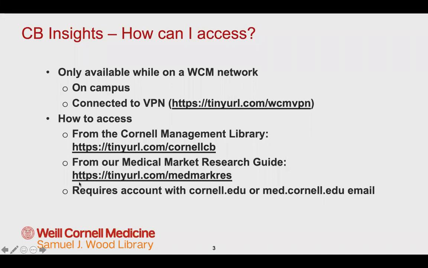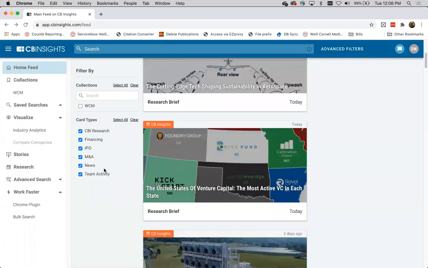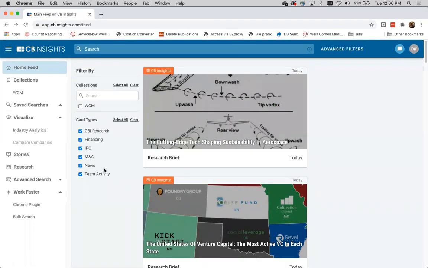So once you do that, the very first time you sign up, you have to make an account. That's free accounts, don't worry about that, with either a cornell.edu email address or a med.cornell.edu address. I assume for the purpose of this call, it's going to be mostly med.cornell.edu folks. But once you do that, you should be all set to go with your CB Insights account.